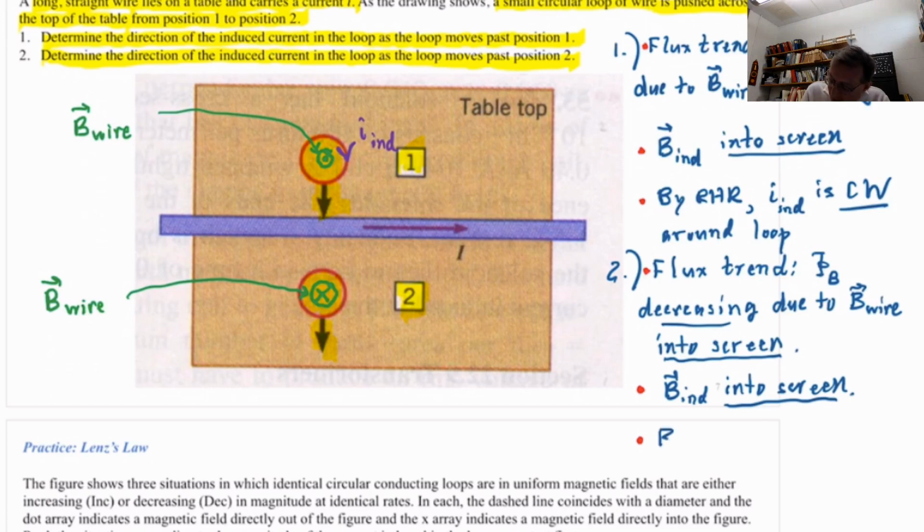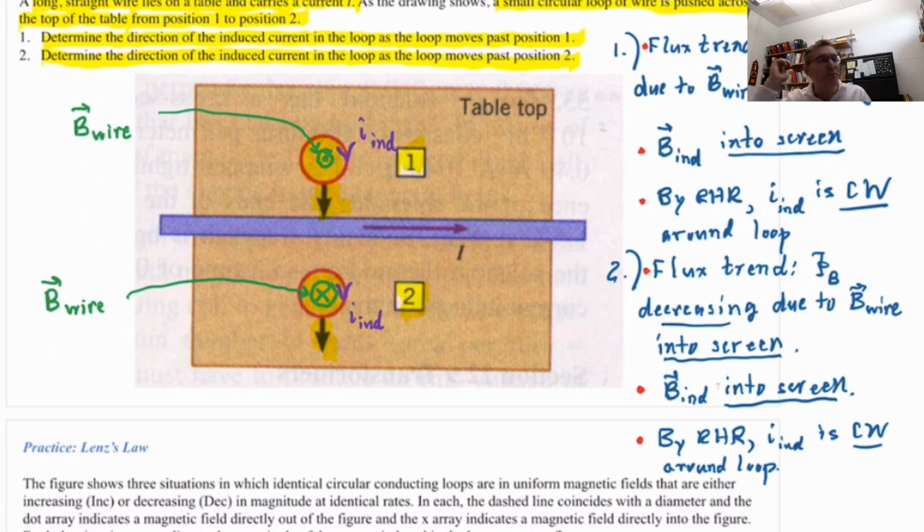Okay, so this third step is just a right-hand rule, which maybe we're getting comfortable with. If I need a B induced into the screen, then I point my thumb away from me into the screen and see which way my fingers circulate, and they circulate clockwise. So I induced is clockwise around the loop. So the I induced up here is clockwise again. Okay? I really recommend you go through this three-step process. Find the flux trend in terms of how it's changing. Use that to figure out which way your B induced is, and then just use the right-hand rule to see which way the I induced has to be, because it has to go with the B induced.